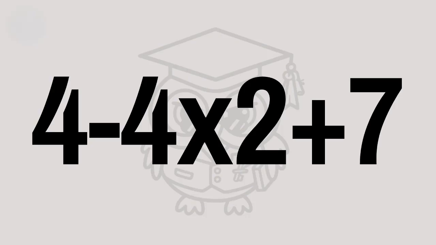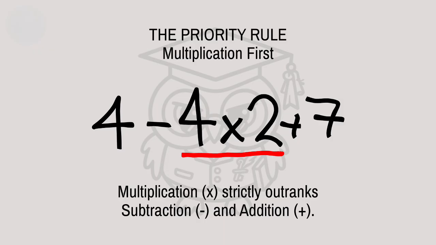Today we are evaluating the order of operations expression, 4 minus 4 times 2 plus 7. We will apply standard algebraic priority rules to simplify the string. Identify the operator with the highest priority rank. According to the rules of PEMDAS, multiplication must be performed before subtraction or addition. This makes the product of 4 and 2 the mandatory starting position.